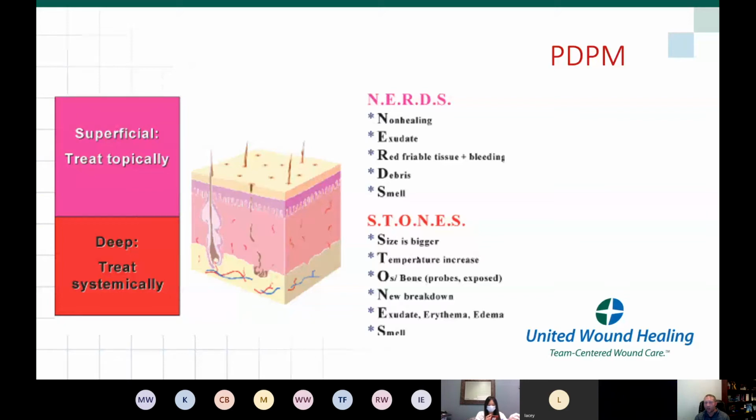Okay, this is key for our antibiotic stewardship. This is not culture the exudate, and then plan on putting them on IV antibiotics or an oral antibiotic. You might put an antibiotic into the wound, like a topical antibiotic or silver or Iodosorb gel or some sort of topical antimicrobial, but you should not be thinking about treating this wound with antibiotics. Okay. Now, a deep infection is going to be the acronym STONES.